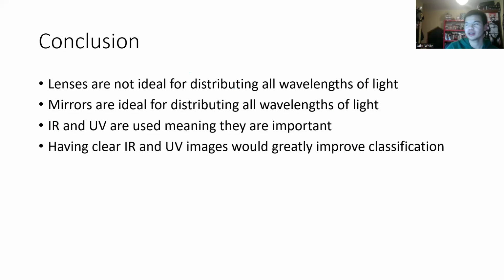Infrared and ultraviolet light are used in industry and are important. The fact that they are used tells you how important they are, because some materials are easily identified using these wavelengths. Having clear infrared and ultraviolet images greatly increases classification because of that. So if you have objects that aren't classified properly because you aren't getting enough ultraviolet or infrared light, you're going to have problems against your competitors. And that's about it.